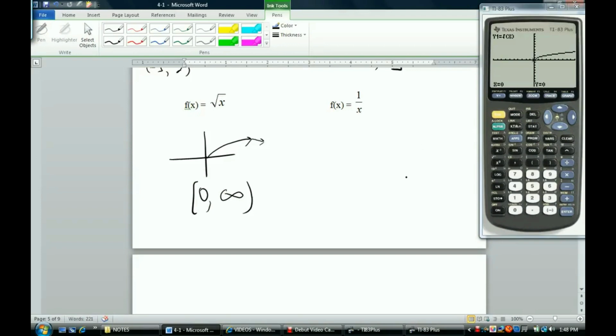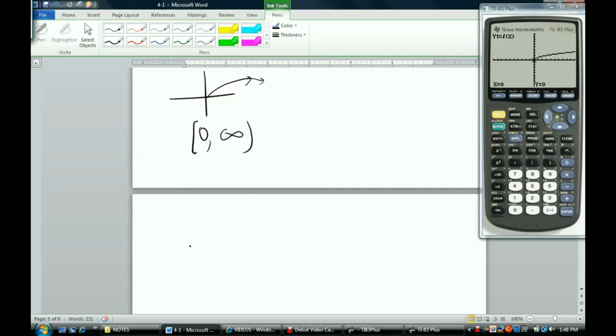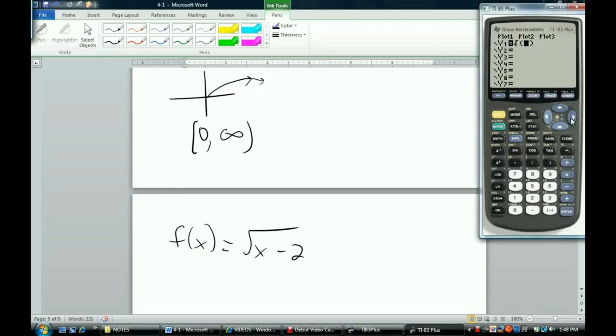Now before I do the 1 over x example, I'm going to do another example involving this. And then we're going to talk about a way to do it algebraically. So if I were to do square root of x minus 2, I can just type it in. If I've been saying absolute values, please forgive me. I meant to say square root. So square root of x minus 2. And it looks like the same shape, except it's been shifted over, in fact, 2 places to the right.